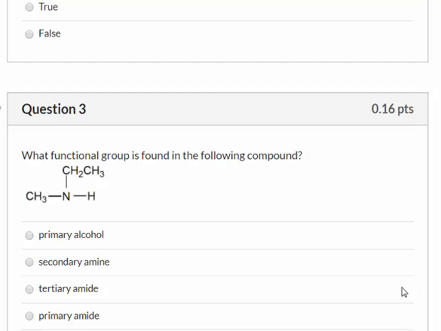I will again be trying to give you hints without completely giving away the correct answer. I'm going to skip right to question 3. The first two are true and false.